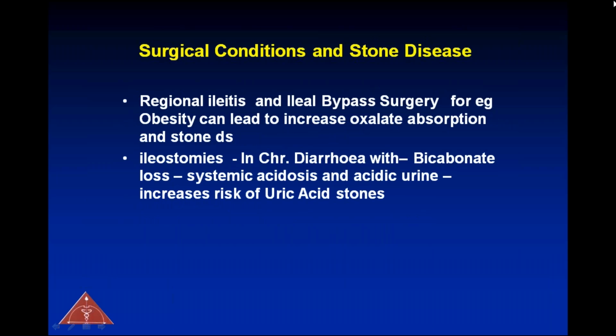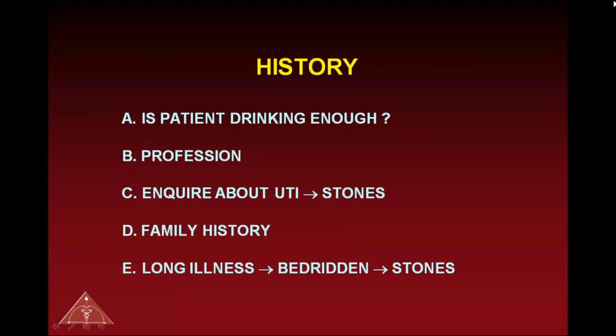Other causes include regional ileitis, ileal bypass surgery, obesity, with more chances of reabsorption and so oxalate stone formation. In ostomies also, chronic diarrhea with bicarbonate loss. We'll come to this when I tell you about ileostomies. I will describe more about that. With ileostomies, any stomas, there is a chance of uric acid stone disease. Clinically, the history: is the patient drinking enough, then profession, all this.